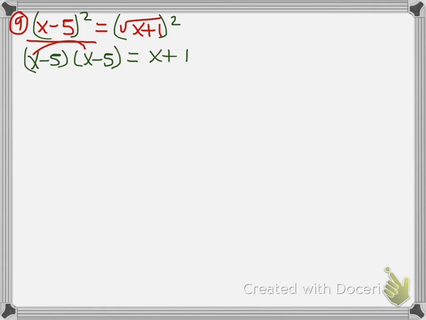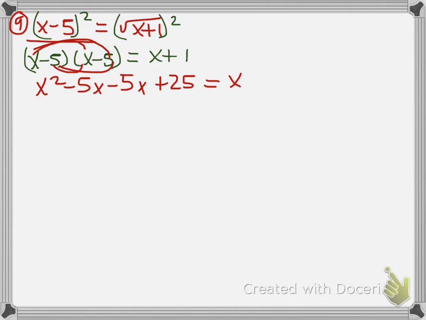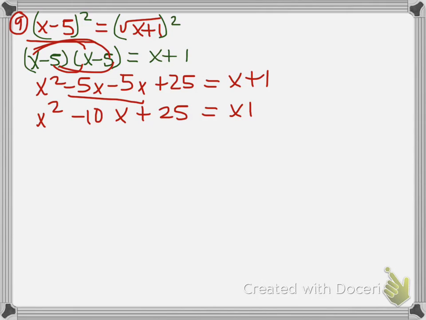We have to do FOIL, so x times x would be x squared. x times a negative 5 would be negative 5x. Negative 5 times x would be negative 5x, and negative 5 times a negative 5 would be positive 25. But don't forget to rewrite what's on the right side, x plus 1. We combine like terms, which are those two. So I get x squared minus 10x plus 25 equals x plus 1.